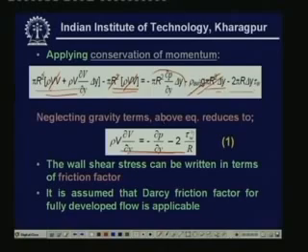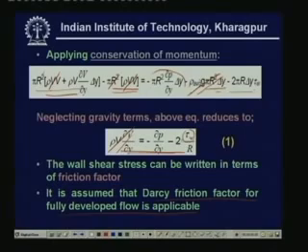Here, as I said, the tau w is the wall shear stress. Now, the wall shear stress can be written in terms of friction factor. For simplicity's sake, we assume that the Darcy friction factor for fully developed flow is applicable. What do we mean by Darcy friction factor for fully developed flow? Once the flow is fully developed, this term will not be there. This term vanishes for fully developed flow.